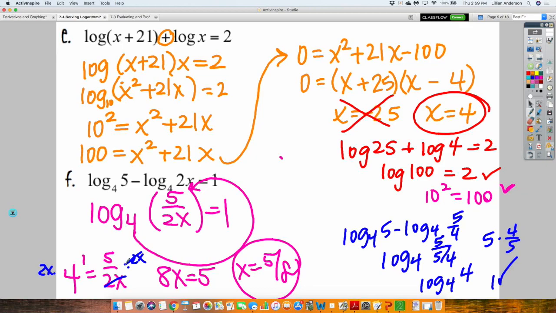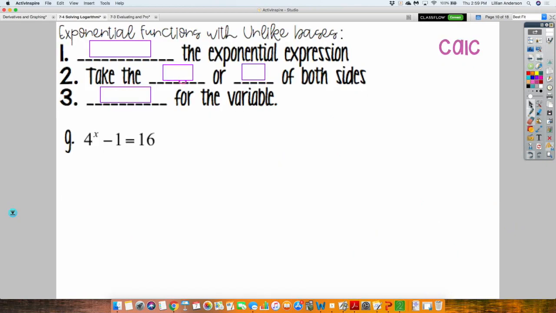Logs are used to solve exponential equations as well. Ones where you cannot rewrite with the same base. Okay? That's what this last little flap is for. So, when you're solving these exponential functions that don't have like bases, or you can't rewrite them so that the bases are alike, okay? Just like with a logarithmic function, with the exponential one, you want to isolate the exponential expression. So where's the variable? You want to get that part by itself on one side, nothing else.